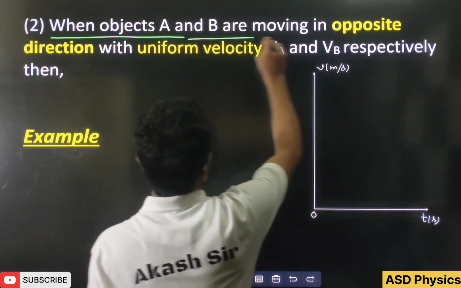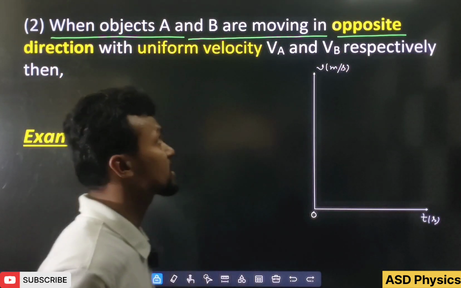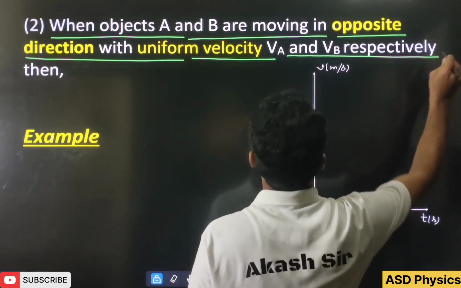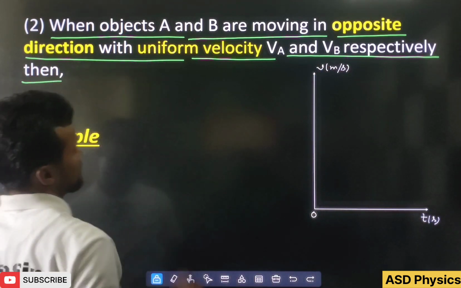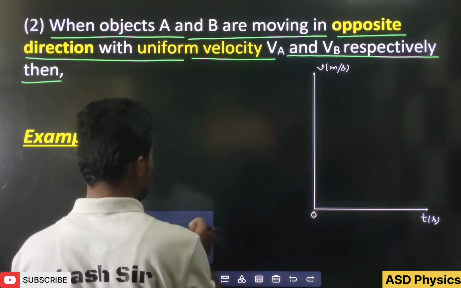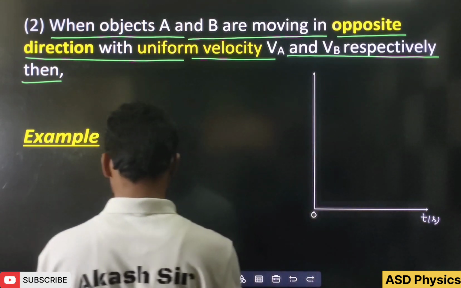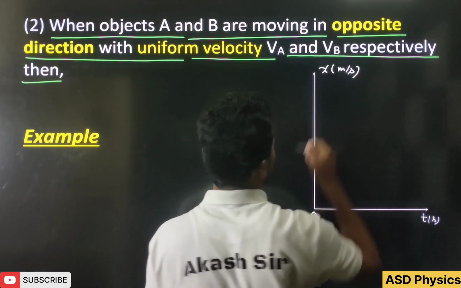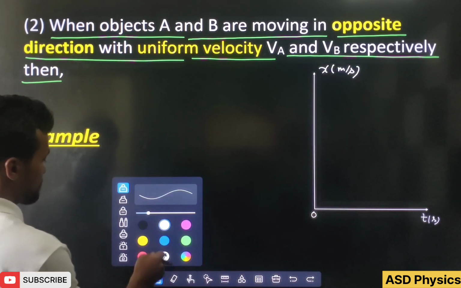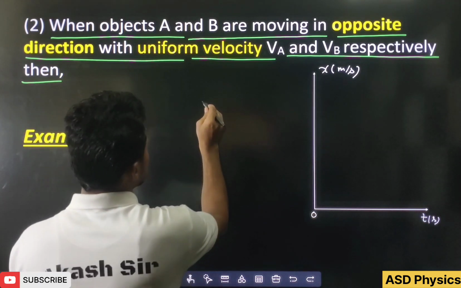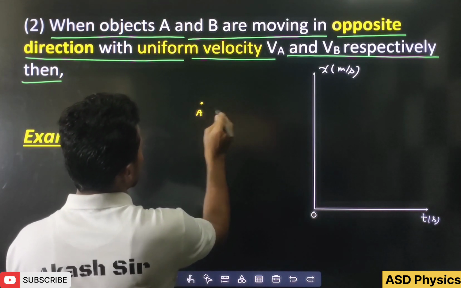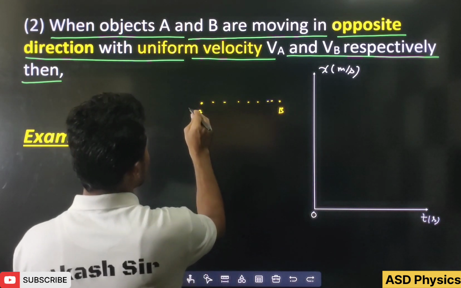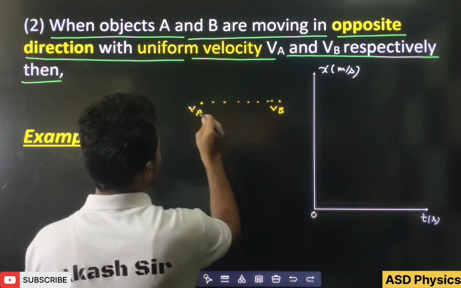When objects A and B are moving in which direction? Opposite direction with a uniform velocity VA and VB respectively. And remember that this graph is the position time graph. Again I'm telling you, this is the position time graph. So now again let me draw here. Here I can take this is A and now this is B, with velocity VA and velocity VB.